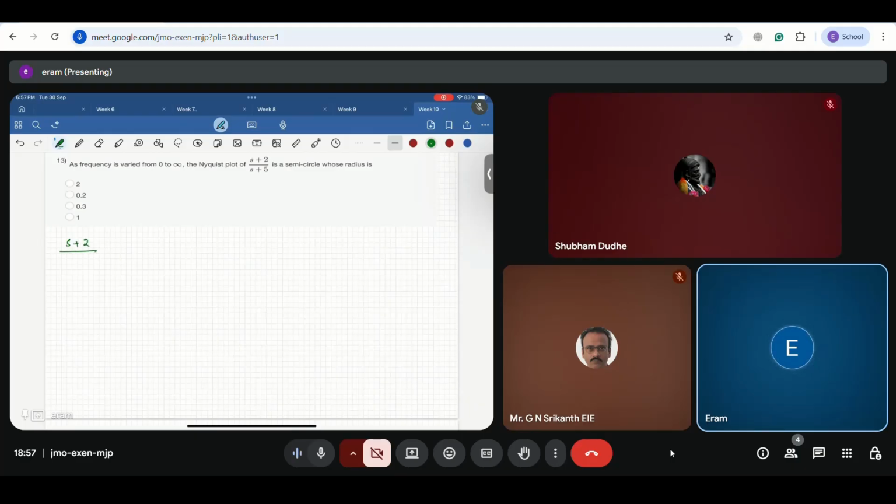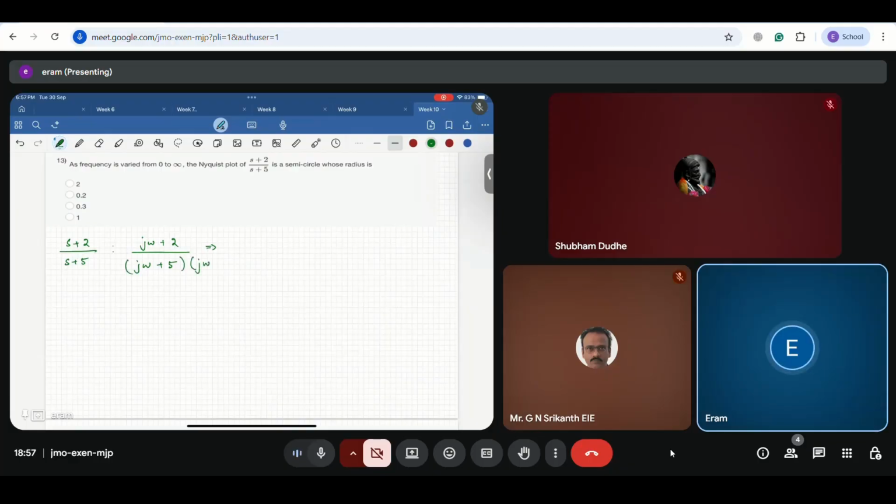You are given (s+2)/(s+5). In the frequency domain it is (jω+2)/(jω+5). How can we separate out the real and imaginary parts? Cross multiplication we can do.